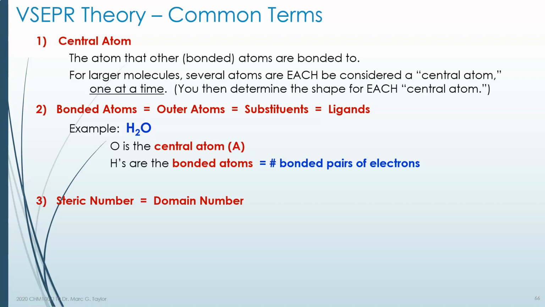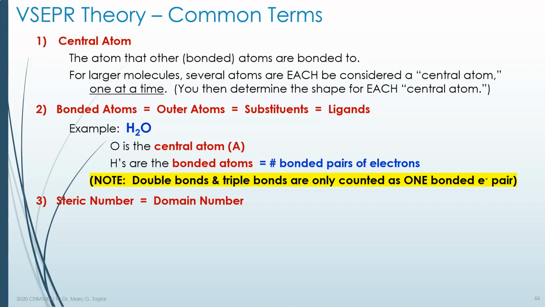In other words, if we have 2 hydrogens attached to the oxygen, well, we have 2 pairs of electrons that make up the bonds of those 2 hydrogens to the oxygen that's the central atom. Now, you'll notice there are some molecules that have double and triple bonds. In VSEPR theory, for now, at least beginner VSEPR theory, we only count the single bond portion of double and triple bonds. So if you see a double bond, just count it as one pair of electrons or one bonded pair, or just the one atom that's bonded by those bonds, whether it's a single, double, or triple bond.